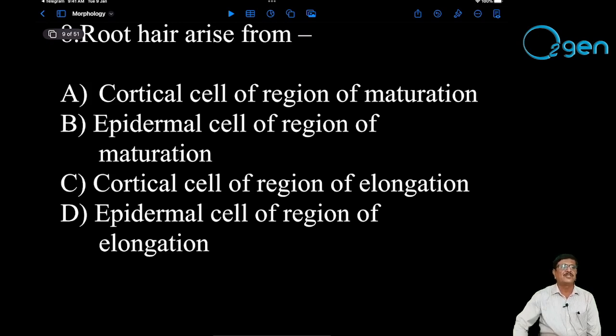So here the options are A, cortical cells of the region of maturation. No. After the development of root hairs, it gets matured. B, epidermal cells of the region of maturation. C, cortical cells of the region of elongation. D, epidermal cells of region of elongation. So option B is correct. Root hairs are developed from the epidermal cells. They are the extension of the epidermal cells and unicellular in the roots.